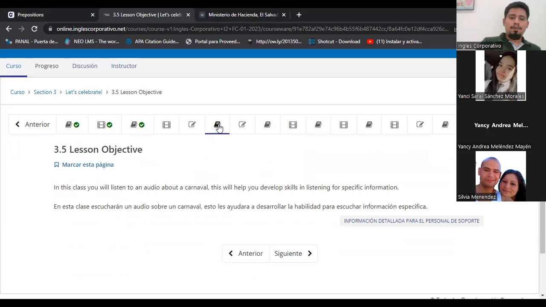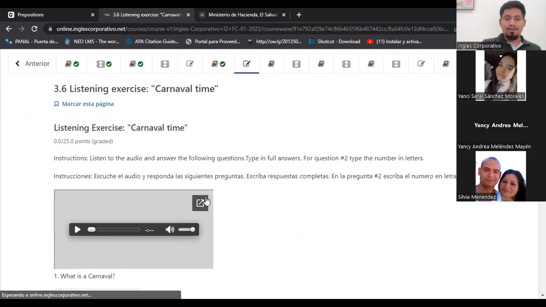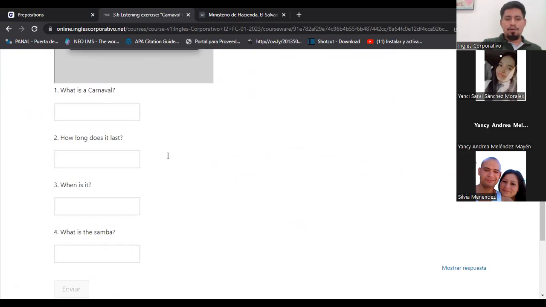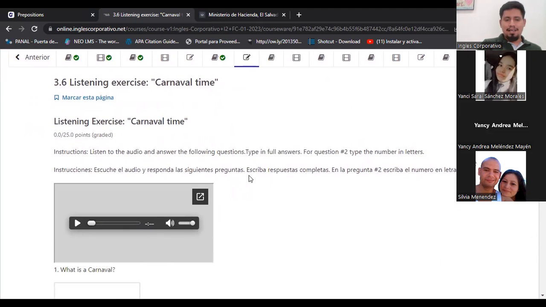After that topic, we're going to move on to the next one, and for this one we have a lesson objective. It says: in this class, you will listen to an audio about a carnival. This will help you develop skills in listening for specific information. We're going to listen to the audio first, and then we're going to answer each of the questions here. That's the aim of this activity. Let's pay attention to the audio. Give me just one moment, I'm going to play it here. Page 52. Can you hear the audio? Yes? Okay, so let's start.